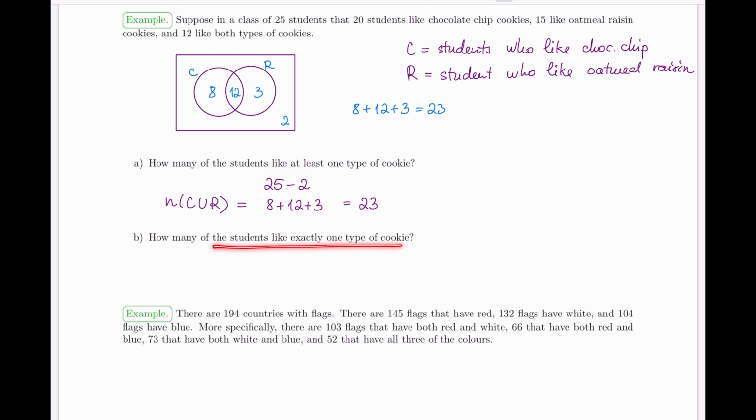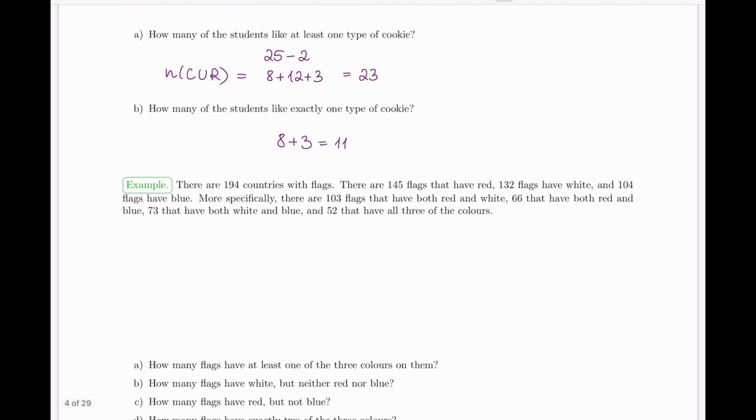How many of the students like exactly one type of cookie? So not both, exactly one. It can be either chocolate chip or raisin, but not both. So I can see here that I'm going to have 8 plus 3, or overall 11. This is just one of the ways to actually calculate this as well. So maybe think of some of the other ways that you can approach this calculation for both of these parts. Let's take a look at the next example.